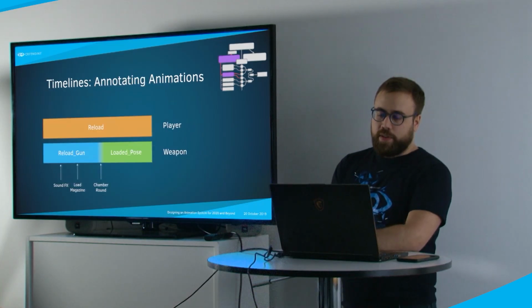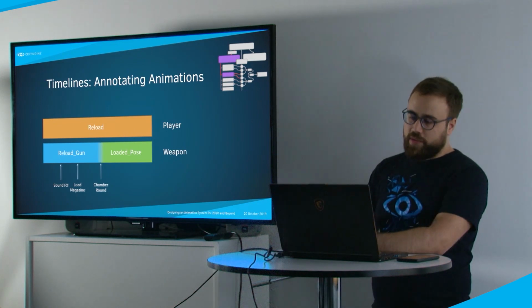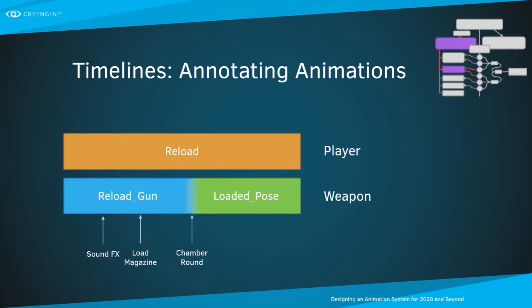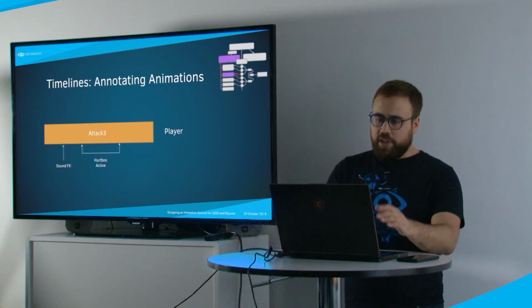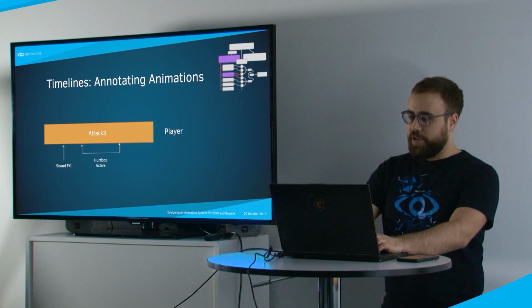As our last point, the timelines also allow you to annotate animations with gameplay events. So for example, sound effects, loading magazines, or other types of gameplay effects like reloading, shooting, etc. Additionally, you would also be able to set up specific time zones where something is active or inactive. And this works similarly to the procedural clip feature from Mannequin.